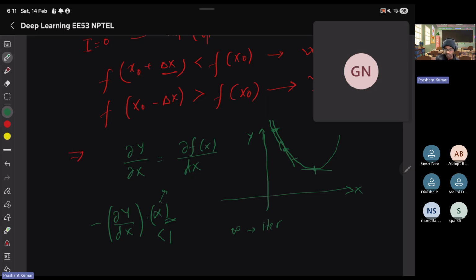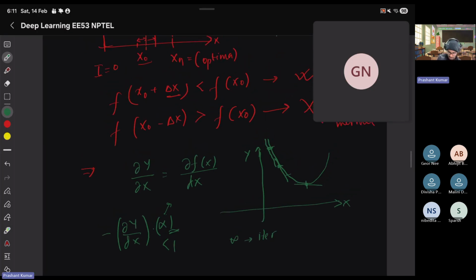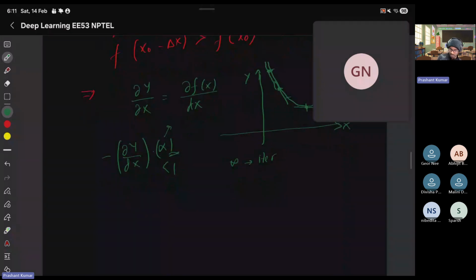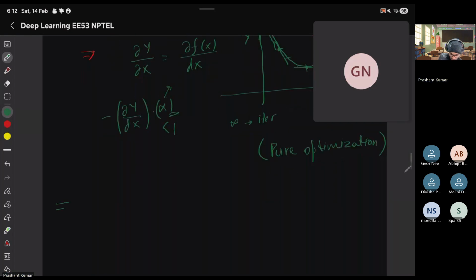This is the pure optimization, right? You have a function, and you know the slope is always going in the direction of the optima. This is what you are going to get. So we are calling it pure optimization for right now. Why it is pure, we will discuss later. Now let's talk about machine learning optimization.